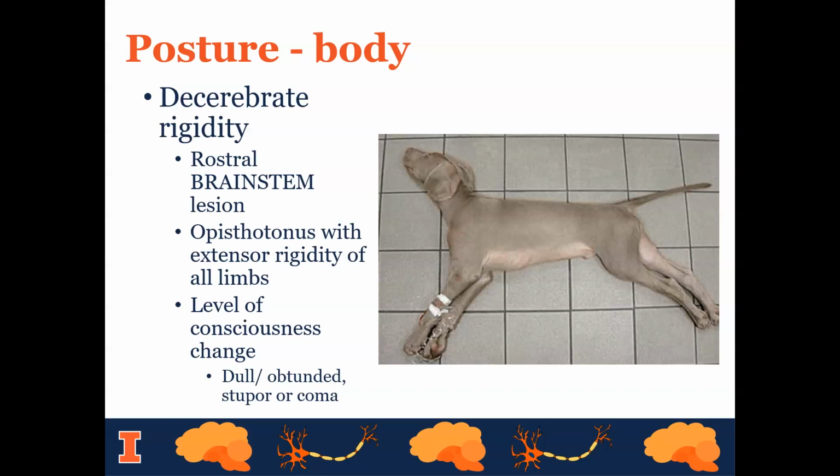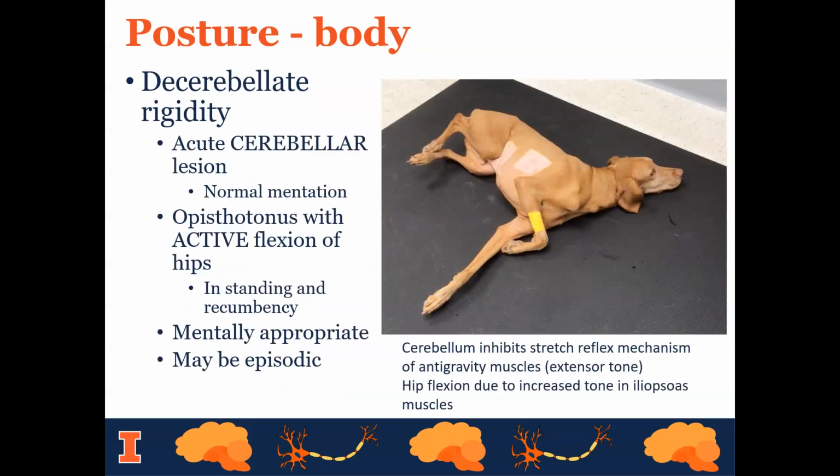So animals can have this opisthotonus, or the extended head and neck, can have stiff and straight front legs and back legs. And these animals are usually very, very dull or in a coma and may have trouble with normal pupil function. We compare this to decerebellate rigidity, which is a problem inside the cerebellum. And when we have a problem only in the cerebellum, we should have a pretty normal mental state. We'll still have this opisthotonus. And now the front legs are also flexed or extended outwards, but the back legs are now flexed up towards the body instead of extended out and straight.